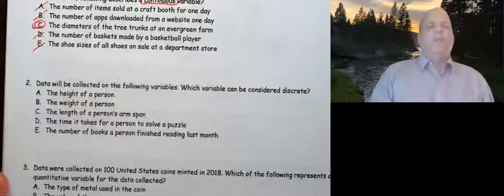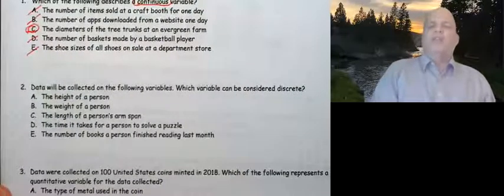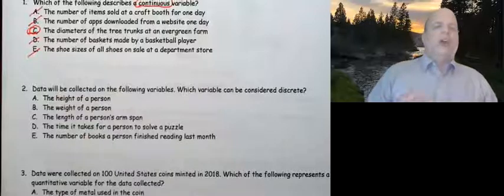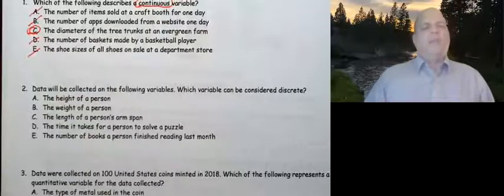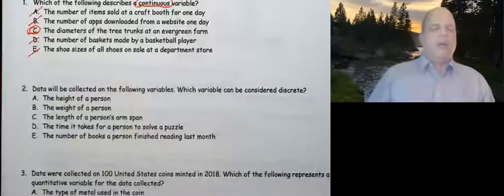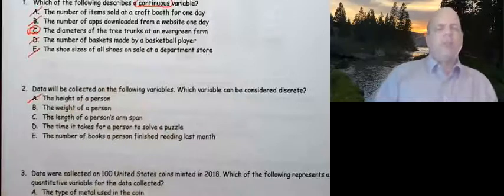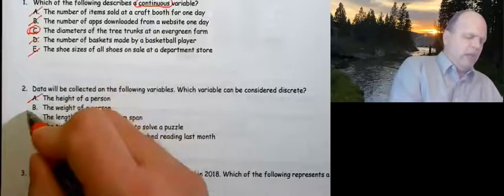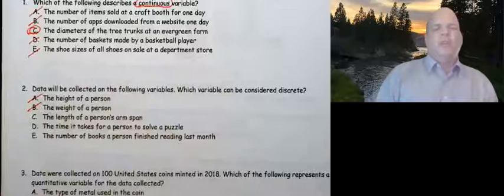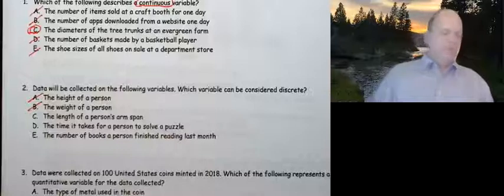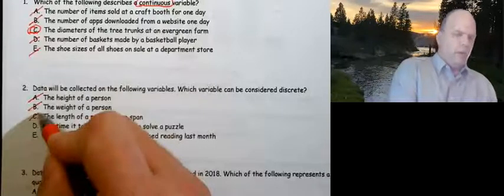Part number 2, data will be collected on the following variables. Which variable can be considered discrete? Now, discrete is a whole number or counting number. All right, so it's going to be a nice whole number response. So the height of a person. Well, heights of persons can be very fractional and go out very far decimally. So probably that's more of a continuous. The weight of a person, once again, that can be fractional or decimal. So that's probably a continuous. The length of the arm span, it's a measurement. Measurements generally fall into the continuous category.